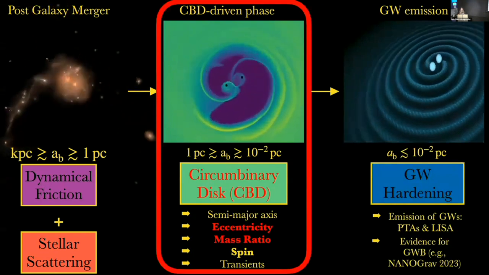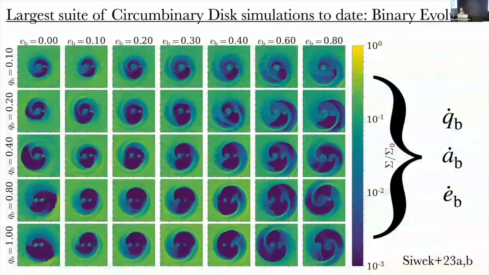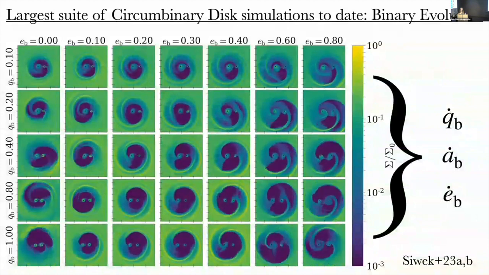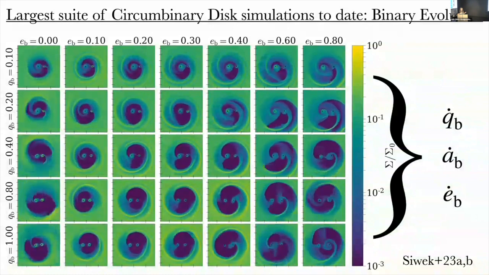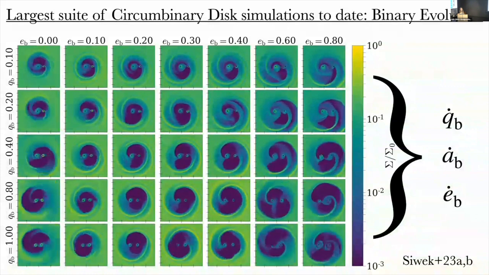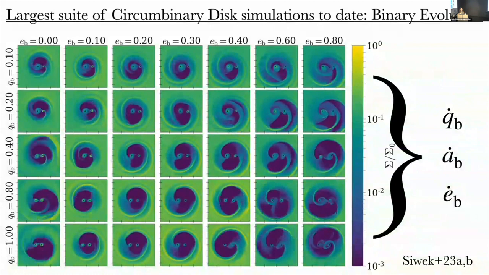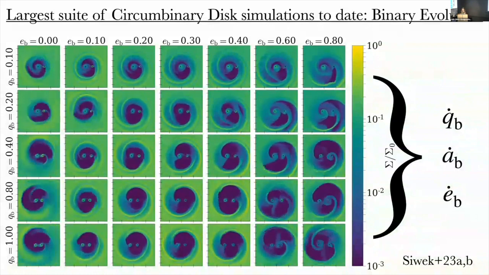So how do we do this? We need large-scale parameter studies of circumbinary disk simulations. And so to get closer to a solution to the problem of how circumbinary disks interact with their central binaries, I ran a very large parameter study where I looked into, and I'm going to try and use, is this the pointer?